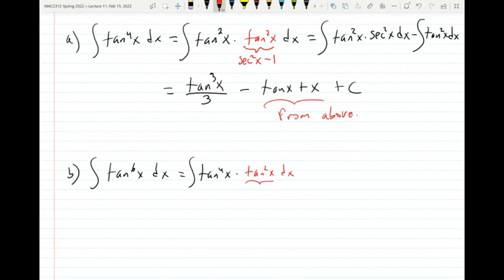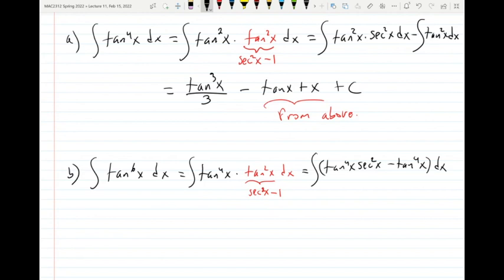What happens to tangent square? Secant square minus 1. Be careful here, this is a common mistake. Students usually mix this identity and put plus 1 or put 1 minus secant square. So make sure that you understand the identity. That's a point where you can make a mistake. So now what do we do after we convert it into secant? We distribute. So we get tangent to the 4 and secant square minus tangent to the 4.